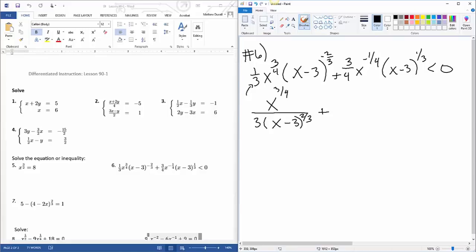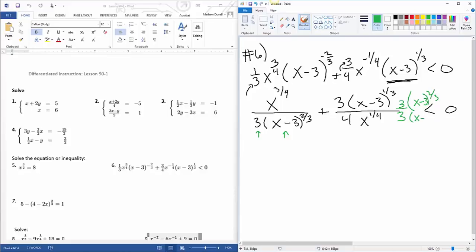And then plus, that 3 is on the top here. This x minus 3 to the 1/3 is on the top. And on the bottom, it's 4 and x to the 1/4. Now for me to be able to combine these together, I do need to find the common denominator. So this has a 3 in the denominator, so this needs a 3 over 3. This has an x minus 3 to the 2/3 in the denominator, so it needs an x minus 3 to the 2/3, top and bottom.